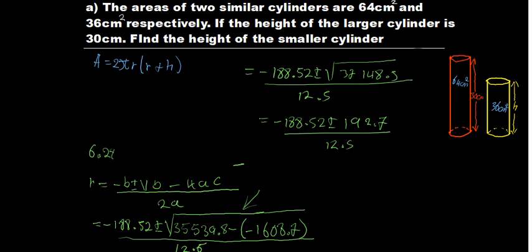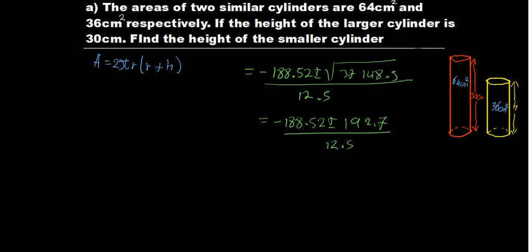So that's what I get. My observation here is that if I say minus 188.58 minus 192.7, I'm going to get a negative value, and that's not what we need. We all know we need a positive value. Then I'm just going to say 188.52 plus 192.7.